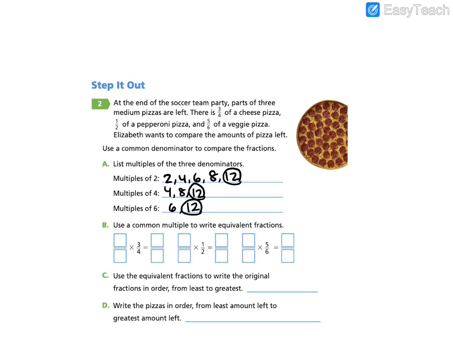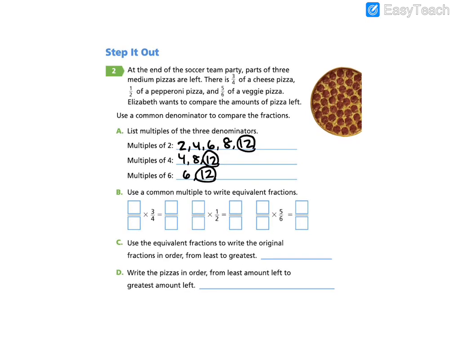So remember, that's going to be our common denominator for all three fractions. I'm just going to fill that in now. All right, go ahead and use that common multiple to write equivalent fractions. Pause the video and press play when you're done to check your answer. All right, so we should have found our equivalent fractions of 9/12, 6/12, and 10/12. We now need to use the equivalent fractions to write the original fractions in order from least to greatest.